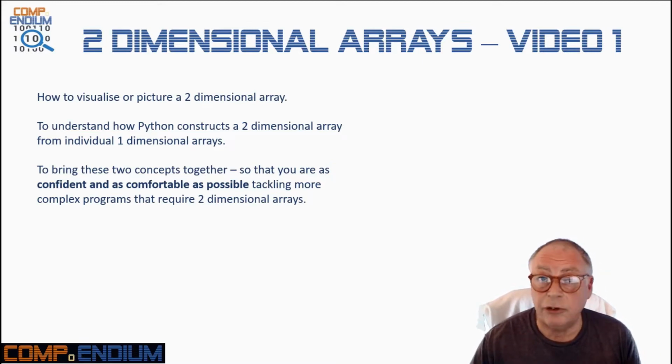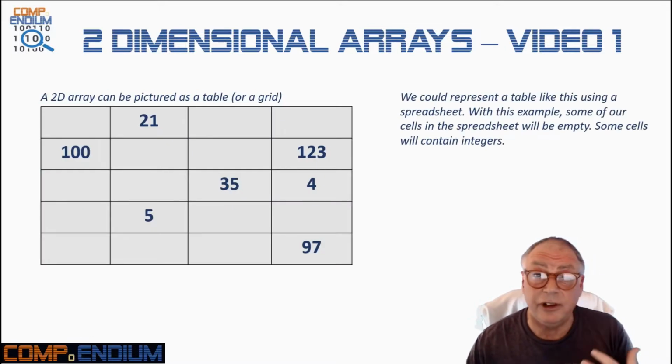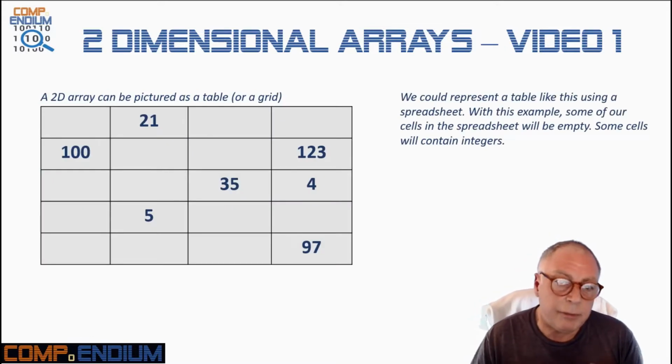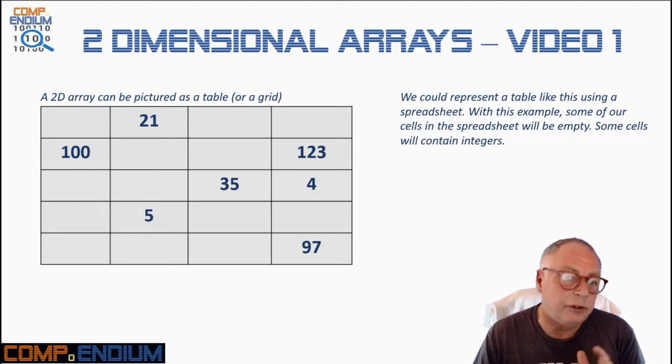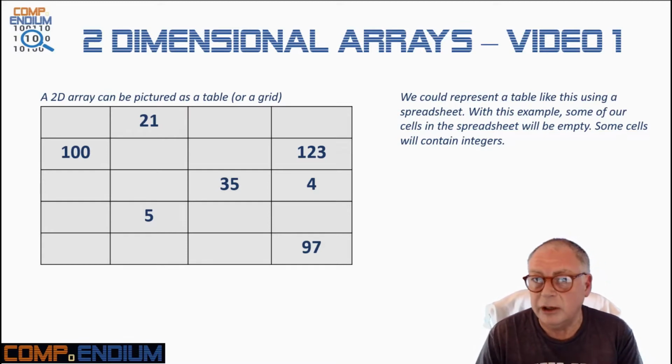Well, the best way to picture a 2-dimensional array in actual fact is a table, and you're very familiar already with data that's presented to you in table format because essentially that's what a spreadsheet does. So if you have a look at the example on the screen, we could represent this table using a spreadsheet, in which case we would say that some of the cells in our spreadsheet would be empty. You can see empty cells on the slide, and you can also see that we have got some whole numbers or integers that we would want to put into our table or spreadsheet as well.